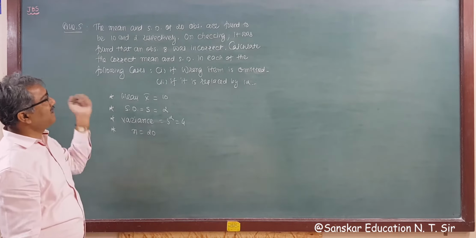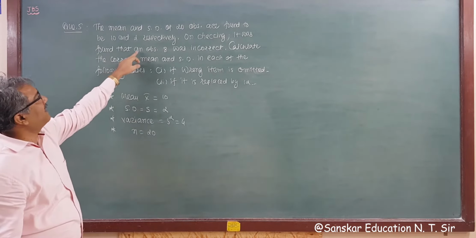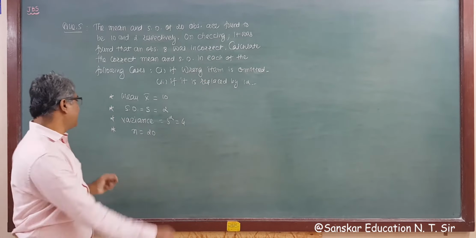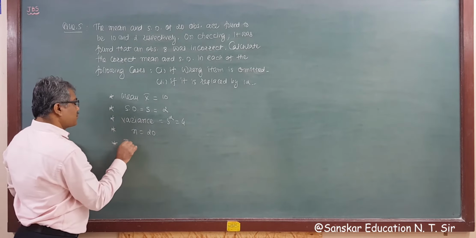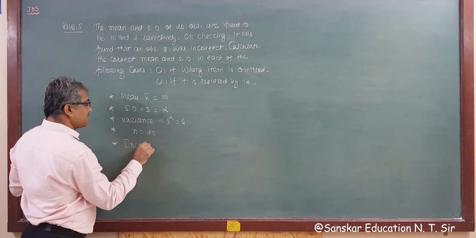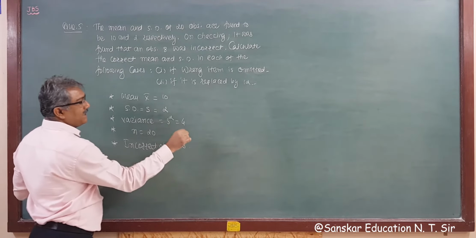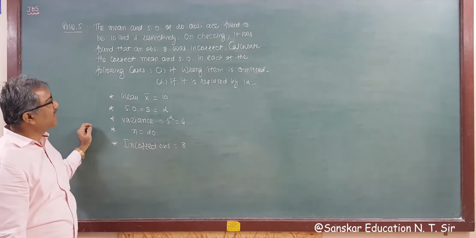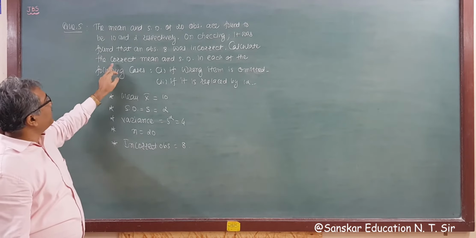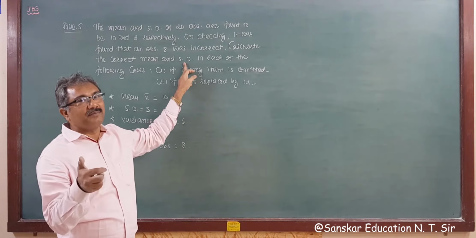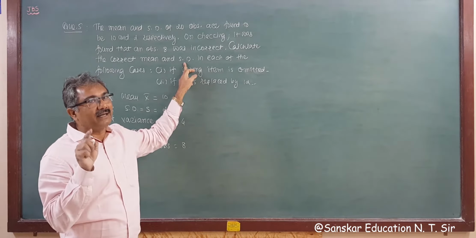Now read the question. It was found that an observation 8 was incorrect. So the incorrect observation is given, incorrect observation is equal to 8, right? Calculate the correct mean and standard deviation. You know how to calculate the correct mean. You learned it in standard 10, right?